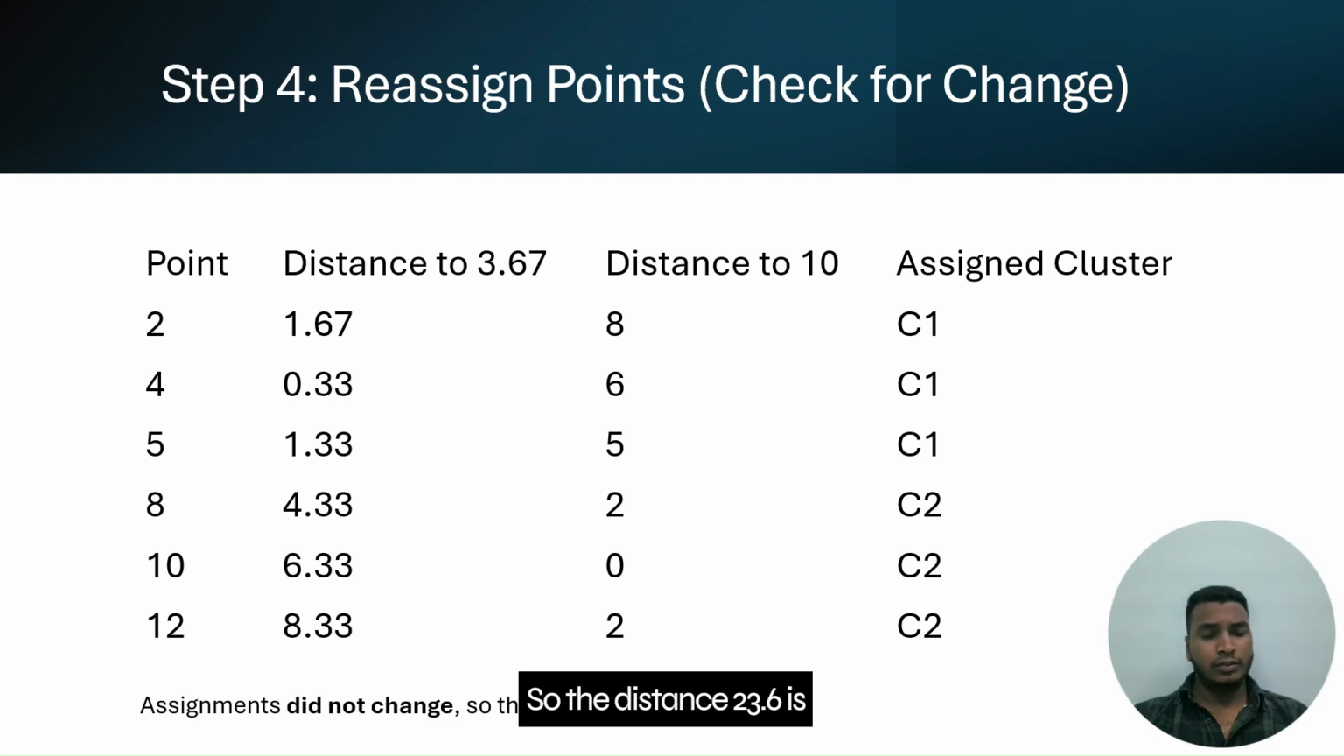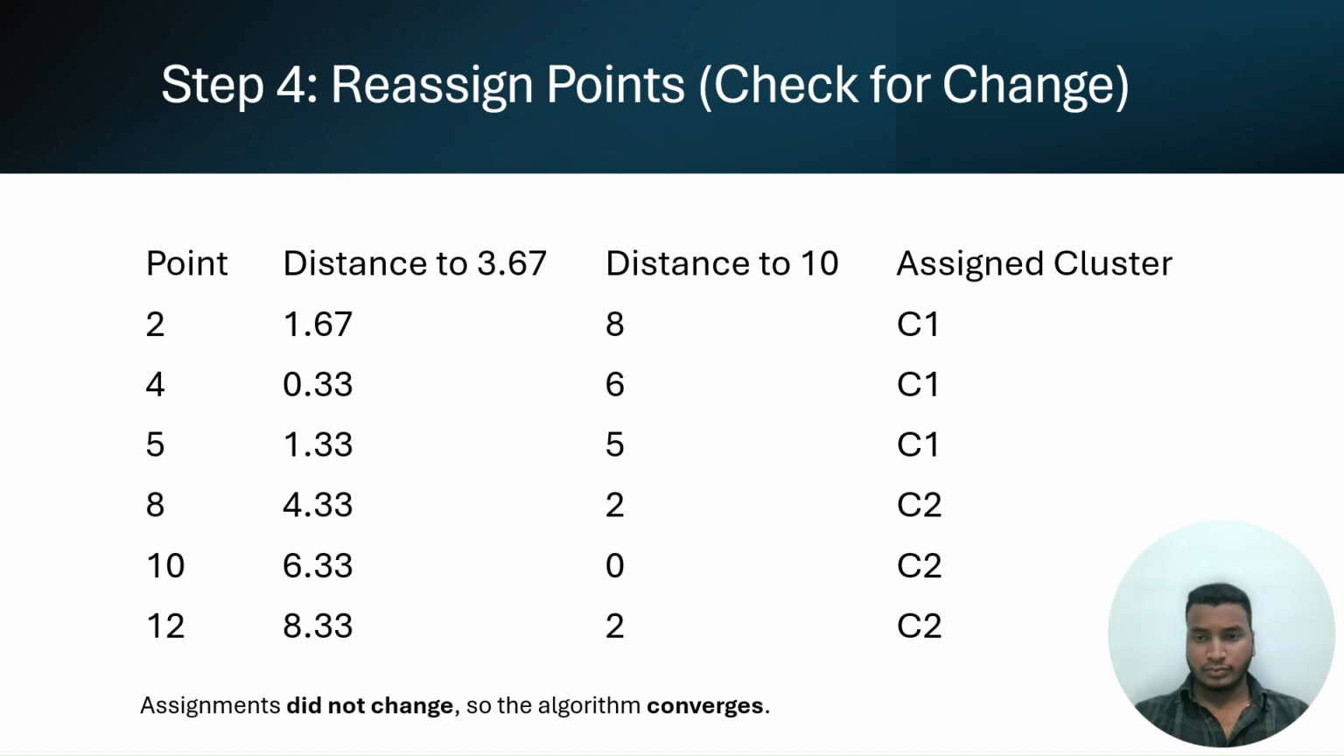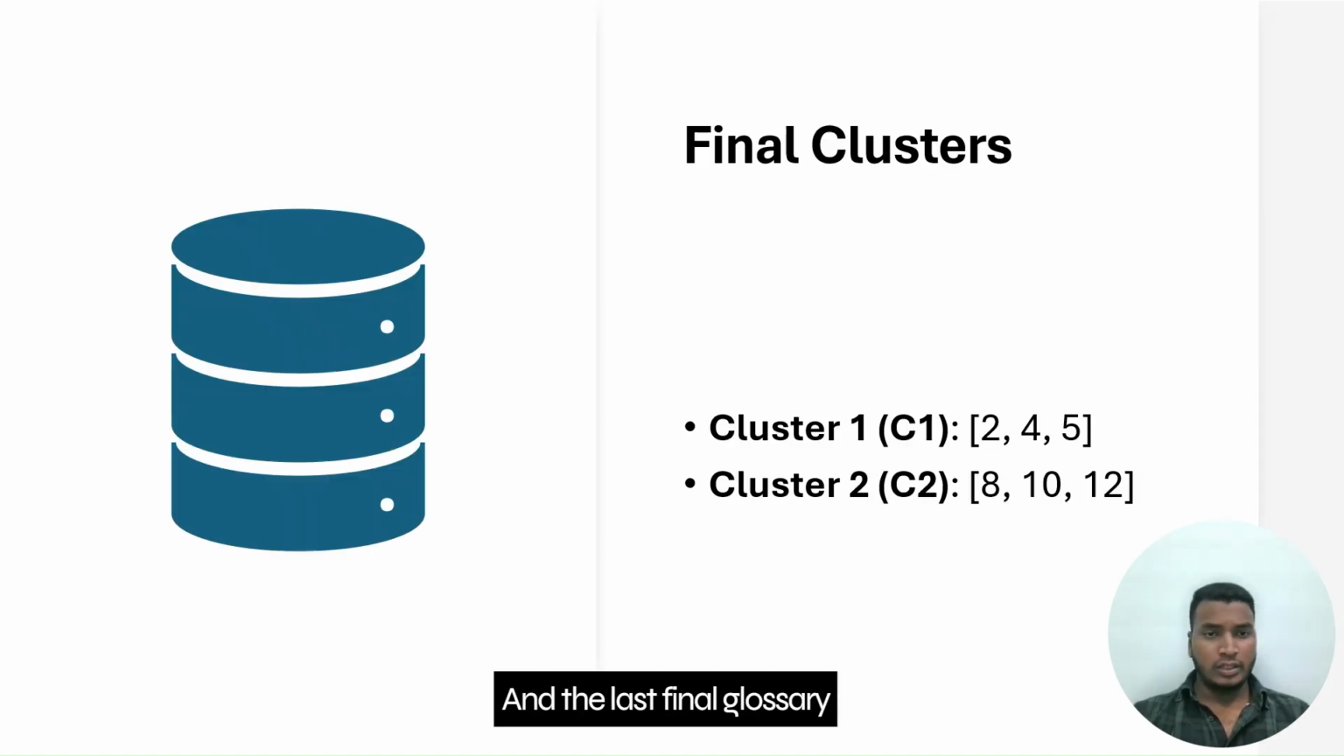The distance to 3.67 is 1.67 for 2, 0.33 for 4, 1.33 for 5, 4.33 for 8, 6.33 for 10, and 8.33 for 12. For the distance to 10, it is 8, 6, 5, 2, 0, 2. As the assigned clusters C1 and C2 did not change, the algorithm converges. The final clusters are C1 with 2, 4, 5, and C2 with 8, 10, 12.